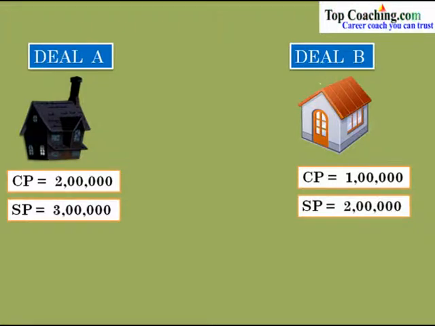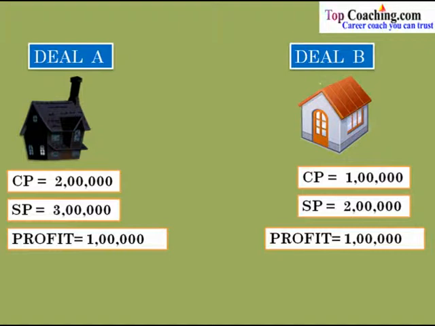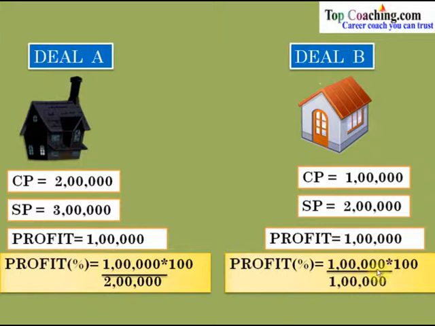Now what we see? We see that the profit in this case is 1 lakh rupees, and also the profit in this case is equal to 1 lakh rupees. The profit in both the deals is the same. But then how to distinguish which deal is better? Deal A or deal B? Or is it that both the deals are equally good? For that, what we'll do is we'll calculate the profit percentage occurred in both these deals. So in this deal, profit percentage would be 1 lakh divided by 2 lakh, which is the CP, into 100. And similarly, the profit percentage for this deal would be 1 lakh divided by the CP, which is 1 lakh, into 100. In this case, the profit percentage is 50%, and in this case, the profit percentage is 100%.